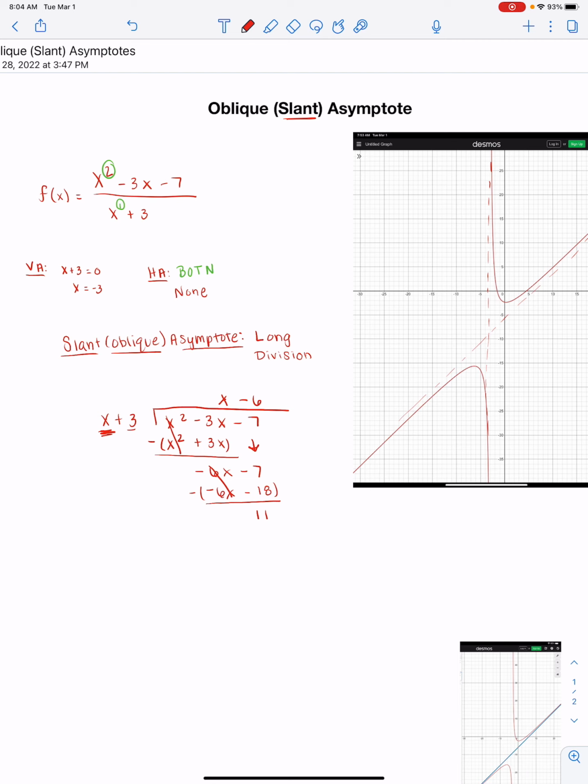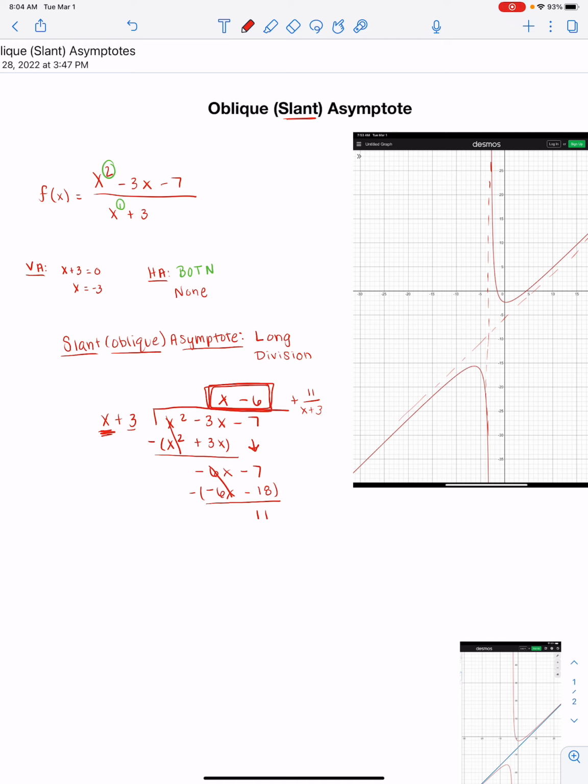So we have x minus 6. Our remainder is 11 over x plus 3. So we would say, remember, we don't write that. We write it's plus all that. But the slant or the oblique asymptote, all you care about is this. So ignore the remainder, and we have a slant asymptote at x minus 6.